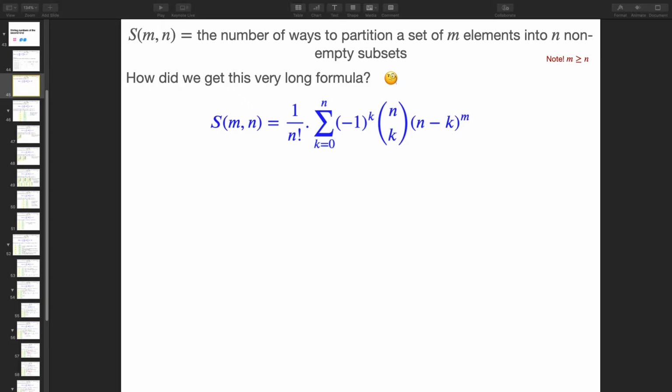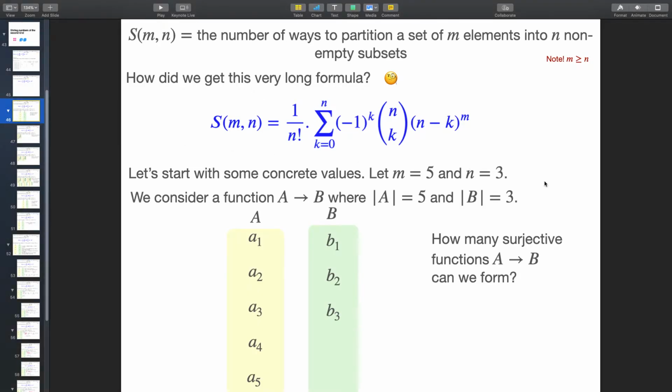So, let's now ask ourselves, how did we get this very long formula? I'm not sure kung si Stirling din yung nag-present ng formula na 'to. Pero ang galing. The idea is to determine how many surjective functions can we obtain from a set with m elements to a set with n elements. So para maging mas concrete, isipin natin siya with sample values.